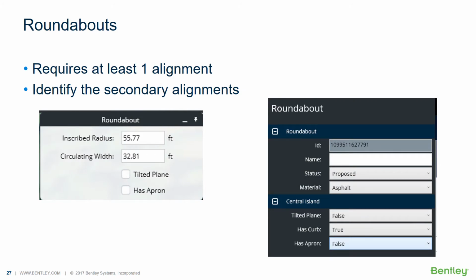Roundabouts are one of the deliverables, and this actually creates a very beautiful mesh that will be exported out in the final DGM that you export. And you need at least one alignment, but you can do it with multiple alignments, and you identify each one of those secondary alignments as you go. So you start with the primary, and then you go through the secondaries. And you can define the inscribed radius and the circulating width, and you can also give it an apron and a tilted plane if you want to.